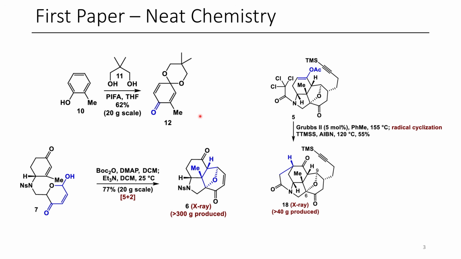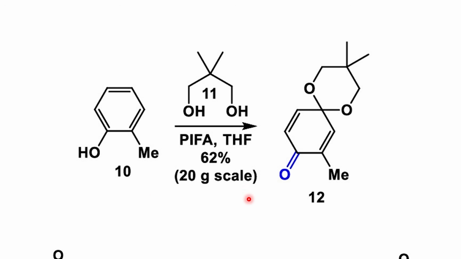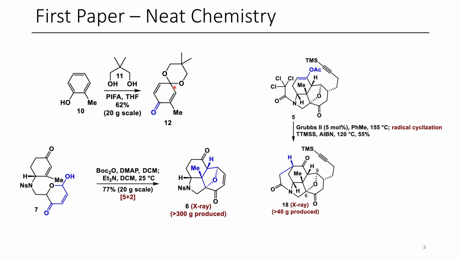I want to highlight a couple examples, such as the conversion of 10 to 12. 10 is orthocresol, and they were able to do an oxidative dearomatization and add in this diol to the para position relative to the phenol, giving this masked benzoquinone product. I particularly like seeing oxidative dearomatization reactions, and this is just an iodine(III) reagent that's able to oxidatively dearomatize the corresponding phenol.